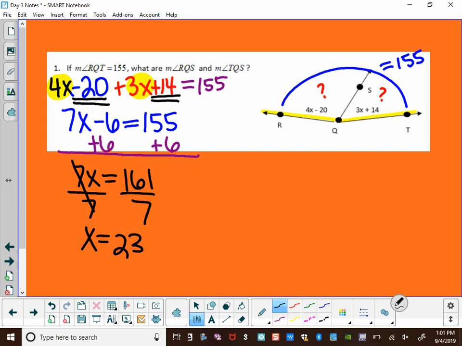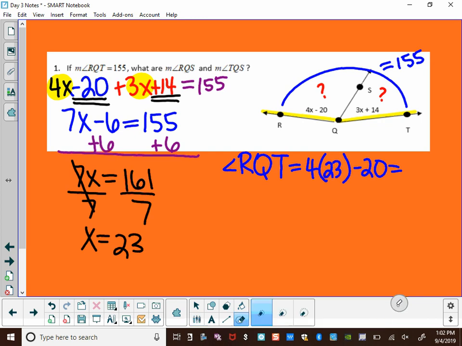Be careful, they didn't ask me for x. They want to know what these two angles are. That's RQS and SQT. So, angle RQS is 4 times x minus 20. Instead of x, what do I type in? 23. Someone tell me the measure of the angle. It should be RQS. Sorry. Making so many mistakes.